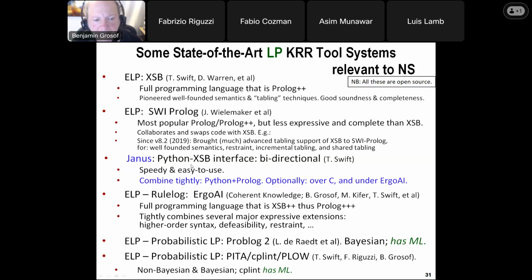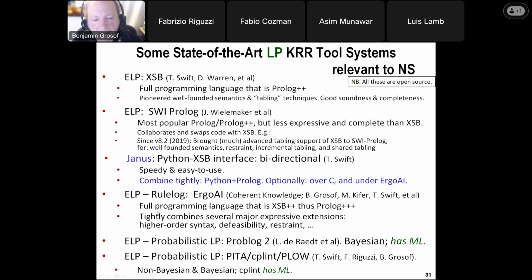Janus is a Python XSB interface that's bidirectional, recently developed. It's speedy and easy to use. It combines tightly Python and Prolog, and optionally both of those could be implemented over C and combined well with C, for example, then with Ergo AI on top. Ergo AI is a Rulog system, so it's really significantly more extended than just XSB or SWI are as compared to basic LP. It's a full programming language that's XSB++, therefore we could kind of think of it as Prolog+++.